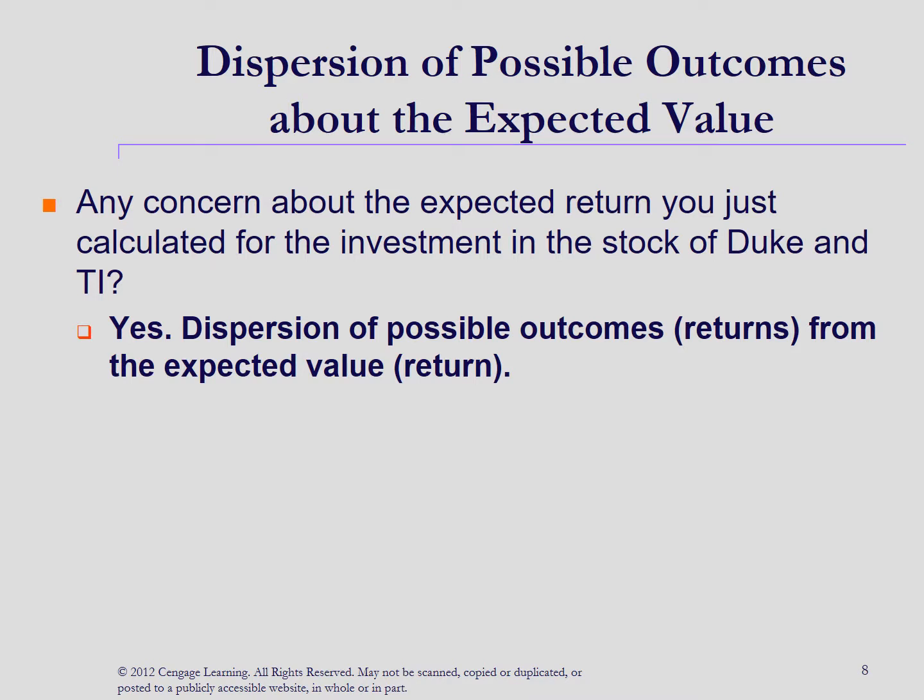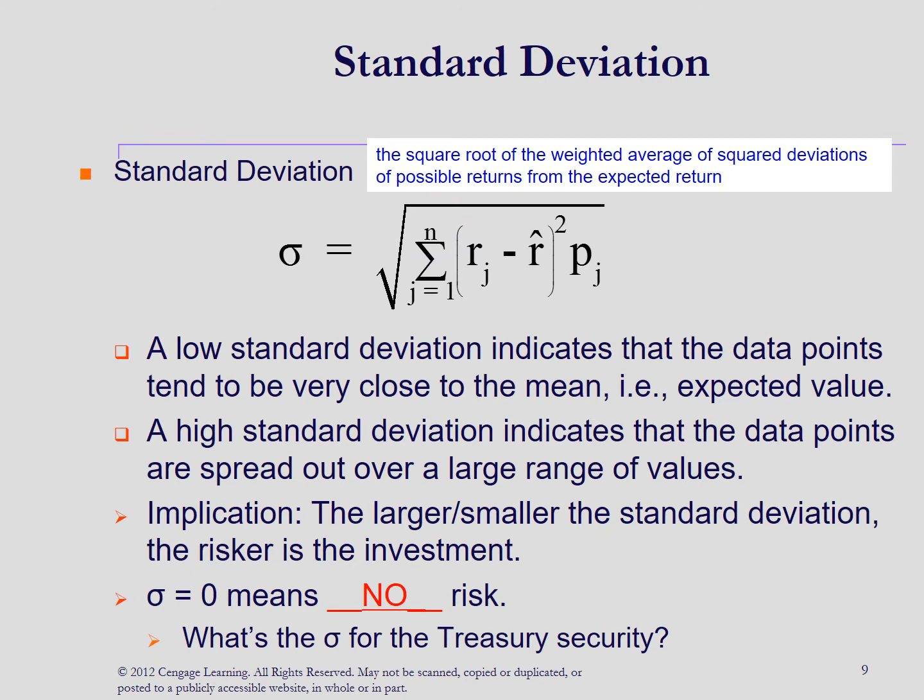Now, we may have concerns about the dispersion of possible returns from the expected return. How to measure? Standard deviation, defined as the square root of the weighted average of squared deviations of possible returns from the expected return, is used to measure the dispersion.